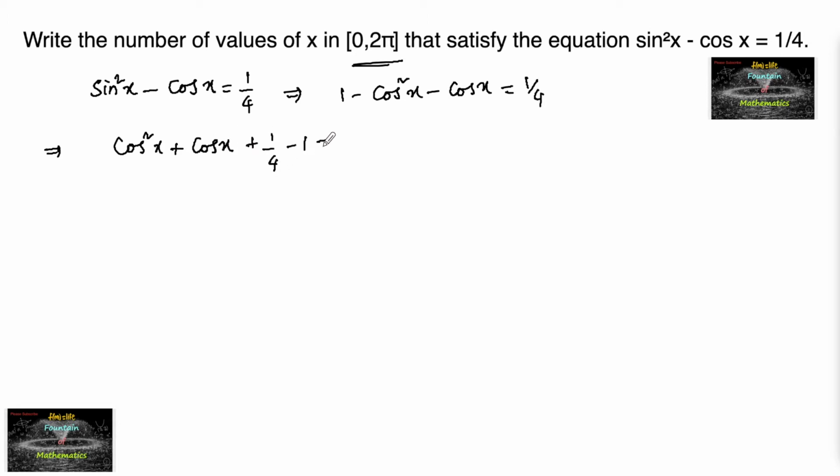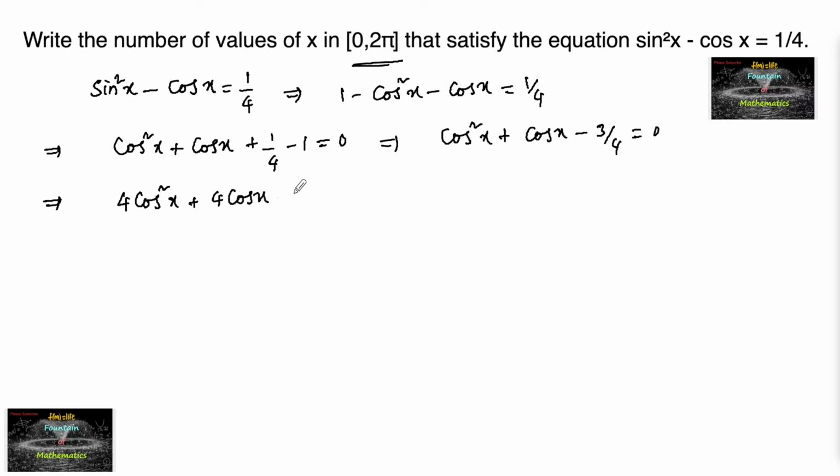plus 1 by 4 minus 1 equals to 0. So that is cos square x plus cos x plus 1 by 4 minus 1, that is minus 3 by 4 equals to 0. By taking LCM we can write 4 cos square x plus 4 cos x minus 3 equals to 0. So let us simplify this.